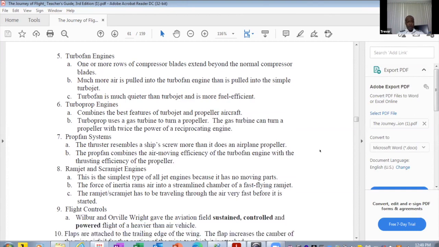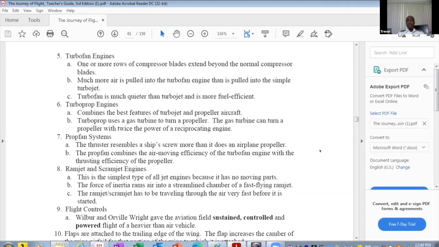So let's look at the turboprop. Now the turboprop is really a jet engine, but it's working in the reverse order. Let's go through it. It combines the best features of the turbojet and propeller aircraft.